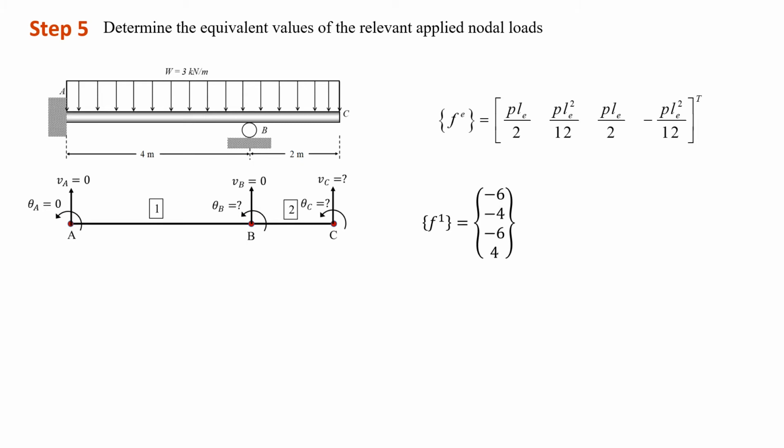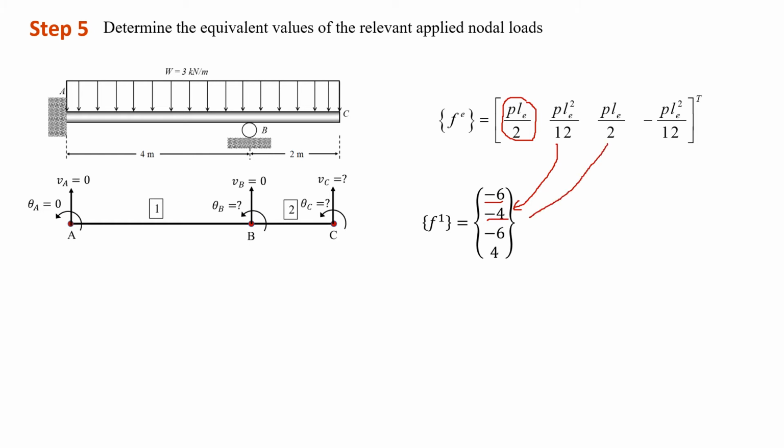For element 1, as we know that P is equal to -3 and L is equal to 4, by using this equation, we can obtain this value. For example, the first one: P is -3 times 4 is 12, divided by 2, so equal to -6. For the second term, by using this equation, PL squared over 12, P is -3 times L squared, L is equal to 4 for element 1, and divided by 12 is equal to -4.